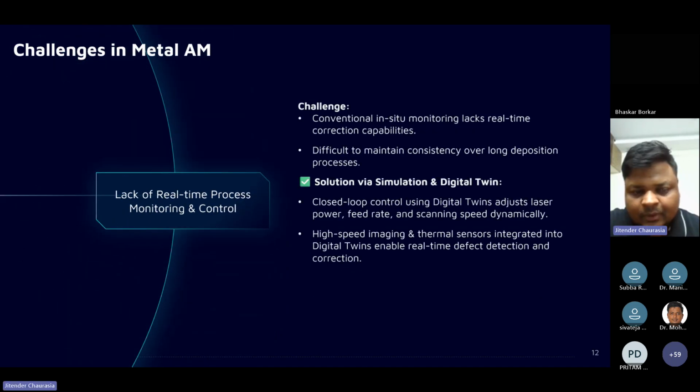So, lack of real-time process monitoring and control. I think most of the machines in India running currently, to the best of my knowledge, none of them has a real-time process monitoring camera or a hardware, even a pyrometer. I really don't think anyone has. Maybe someone has developed in-house, that's different. So that's what I was telling. In situ monitoring is very important.